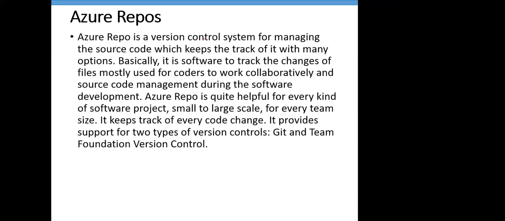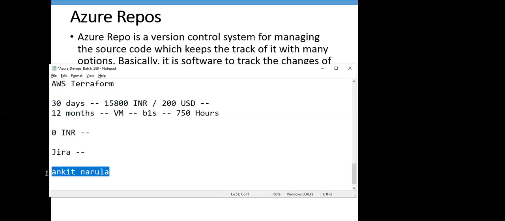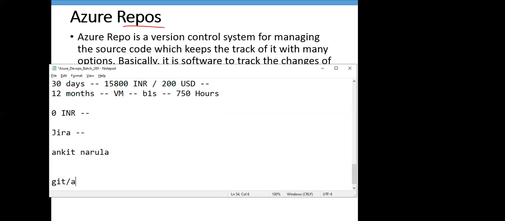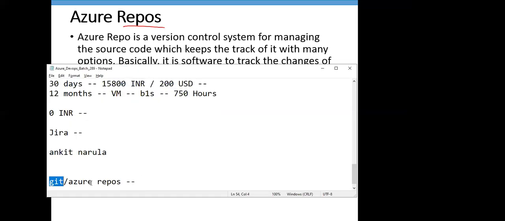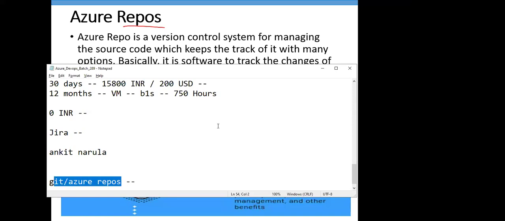Then Repos. Where am I going to store that particular code? Like I just told you, I'm going to put my code, but where am I going to store it? That code we are going to put under Azure Repos. In the market, you have heard about Git also. Git and Azure Repos are the same kind of thing, and both are provided by the same organization, Microsoft. In our training, we are learning both. So Repos is like a storage option where you can store your code.